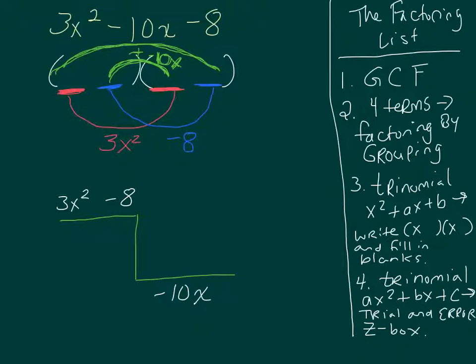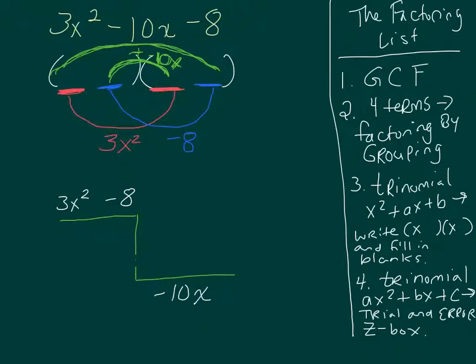Now my goal is going to be to break up 3x squared into 2 factors, break negative 8 up into 2 factors. When I multiply across and add, then I should get negative 10. If I've done that, then I have the factors that I need. Okay? Alright, so let me erase this, and we'll see how this works.